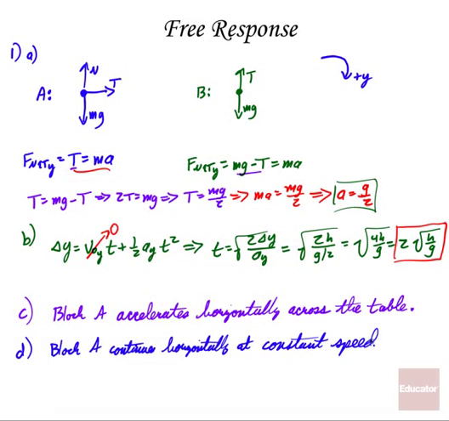And we can do that because we already assumed it was frictionless, because we said the table is smooth. All right, part E. Determine the distance between the landing points of the two blocks.